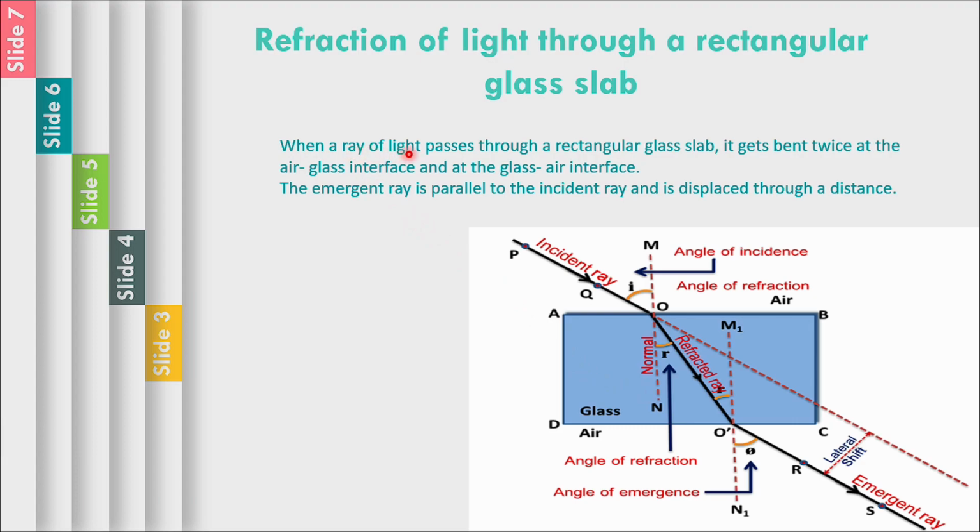When a ray of light passes through the rectangular glass slab, it gets bent twice. Twice means one is from air to glass, another one is glass to air. At the air-glass interface and at the glass-air interface, the emergent ray is parallel to the incident ray, that is O dash R S is parallel to PQ. It is displaced through some distance called the shift distance, the lateral shift.